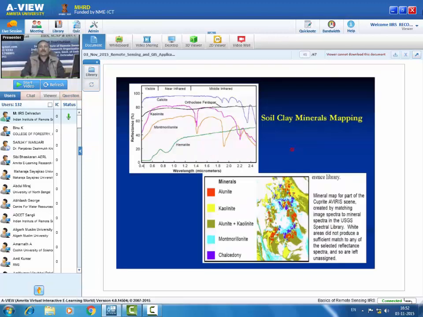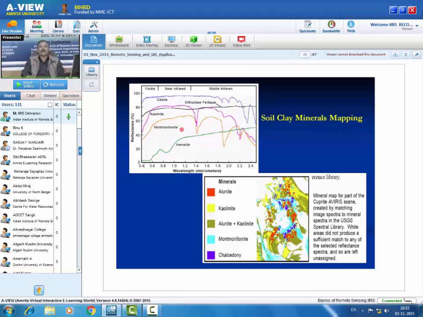Another thing: which type of clay mineral is present in the soil is very important to study the fertility and nutrients of the soils. In the soil there are different types of clay minerals: you see here calcite, kaolinite, montmorillonite, hematite. If montmorillonite is present in high amount, then we can say that the soil is very good from the agriculture point of view. But if kaolinite is present, then it is not so good, because montmorillonite has the capacity to hold a lot of nutrients, so it provides more nutrients to the crop.